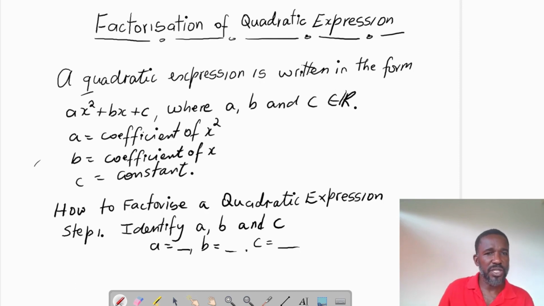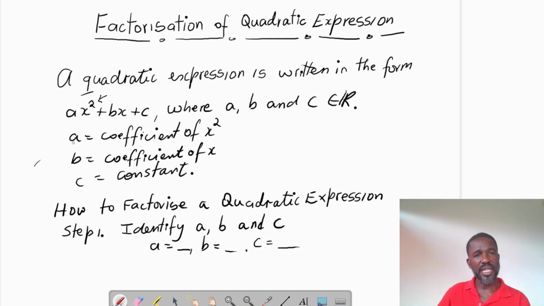Now, a quadratic expression is written in the form of ax squared plus bx plus c, where a, b, and c are elements of the real numbers. Also, the x squared value is the highest power of x within the expression, so therefore it is a quadratic expression. And a is equal to the coefficient of x squared, b is the coefficient of x, and c is equal to the constant. So how do we go about factorizing a quadratic expression?